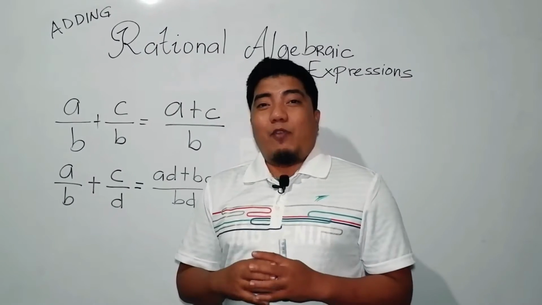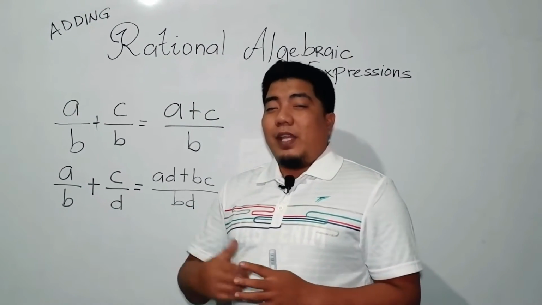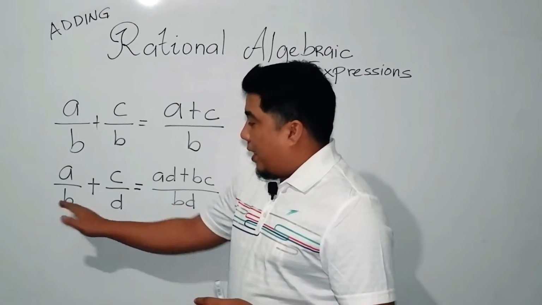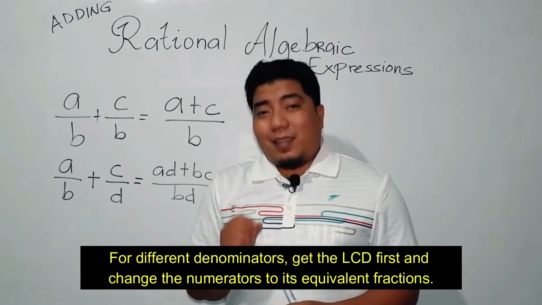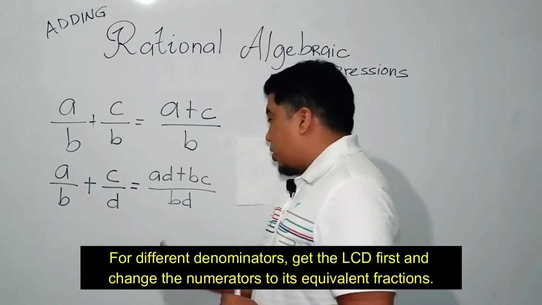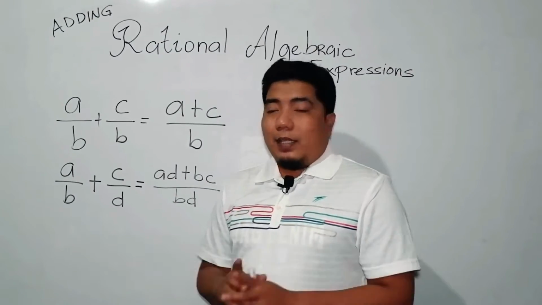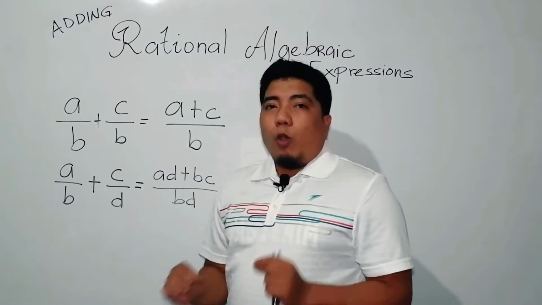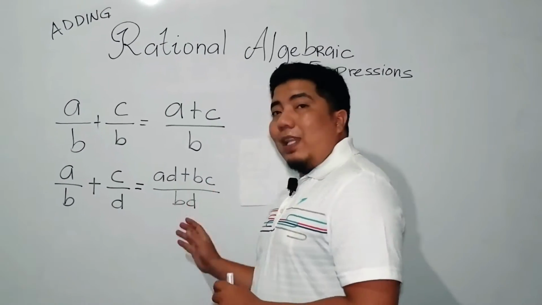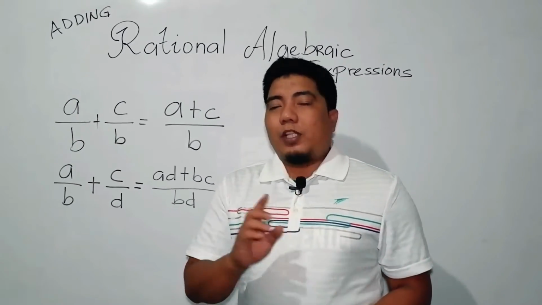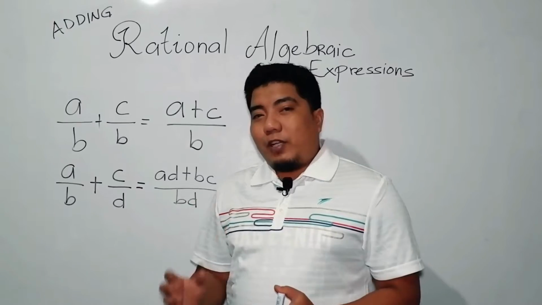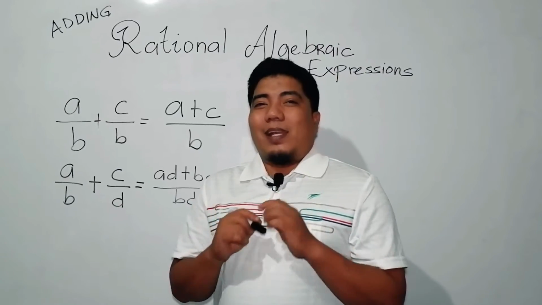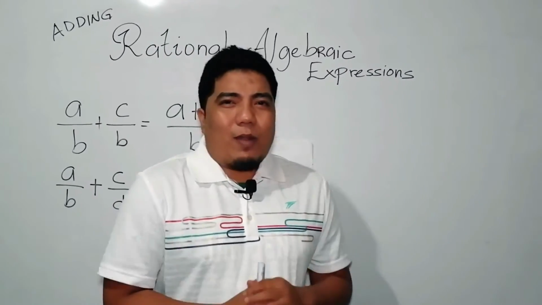Next, what if we have different denominators? If you have different denominators, let's say B and D, what you will do is get the LCD of those denominators. In this scenario, we have BD. But remember, our numerators will need to be multiplied by those LCDs because that will serve as a new equivalent fraction for that given fraction. But do not worry because we will consider actual examples for that matter. Okay, now let us start.